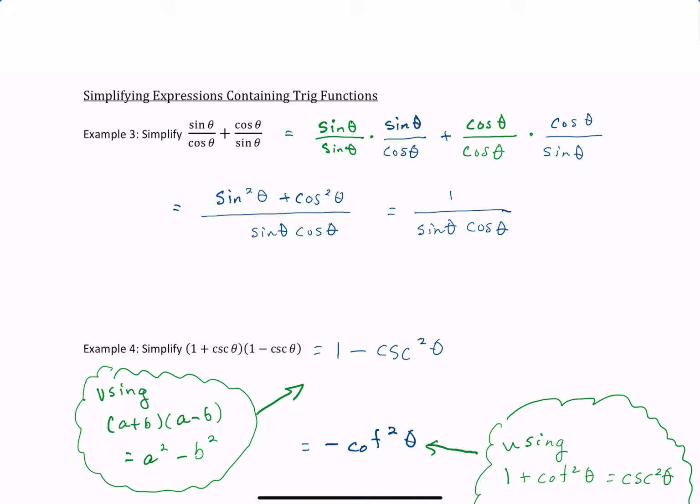Doing the addition now, we have sine squared of theta plus cosine squared of theta over sine of theta times cosine of theta. And because sine squared plus cosine squared is 1, we replace that expression in the numerator with a 1. So we have 1 over the sine of theta times the cosine of theta.